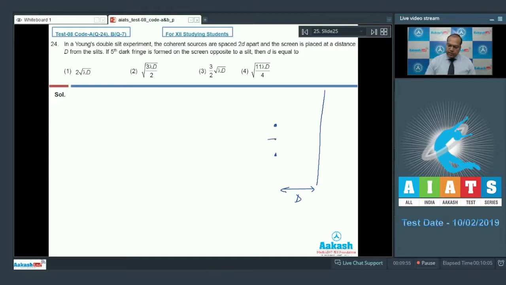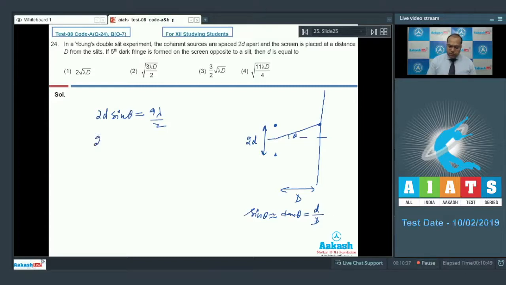Now it is given that the fifth dark fringe is formed opposite to one of the slit. So let this separation be 2d. So if I take the path difference, then it is 2d sin theta, and this is equal to 9 times lambda by 2 for the fifth dark fringe. So since this angle theta is very small, I can say that sin theta is approximately equal to tan theta, and it is equal to this separation d by capital D.